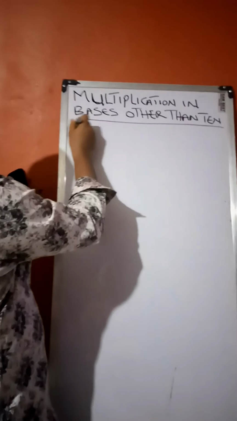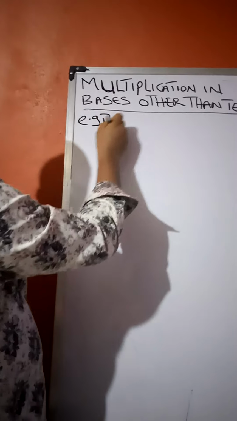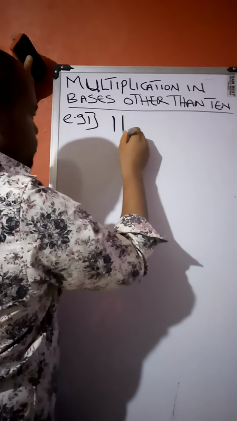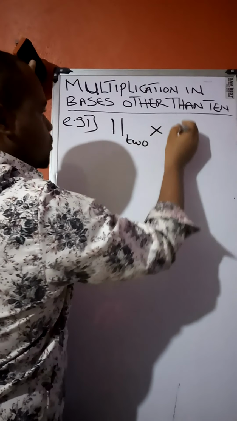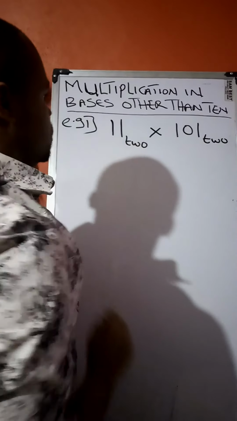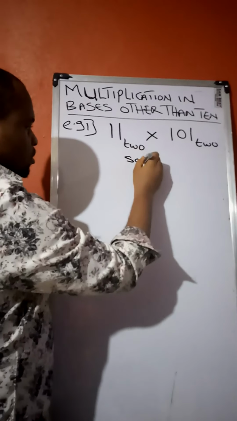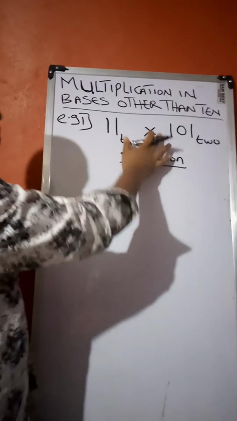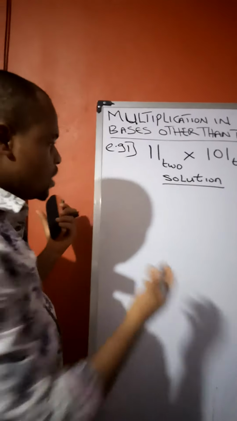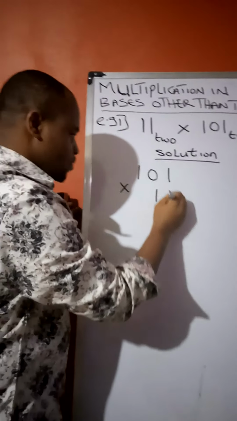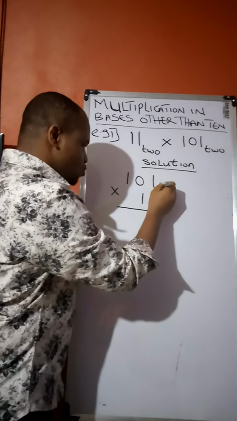Example 1. Let's start with base 2. Solution. We are given 11 in base 2 multiplied by 101 in base 2. So let's arrange. I have my 101 multiplied by what? 11. Don't forget we are working in base what?